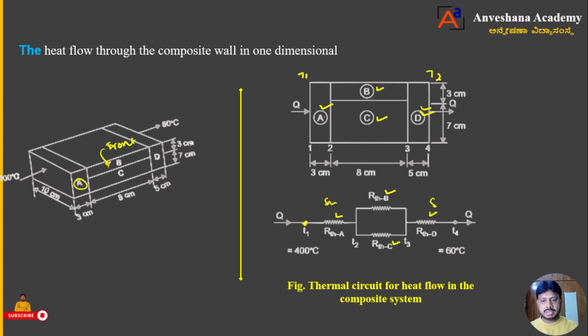Then how to write the equation? That equation I can write here now. R total is equal to R thermal A plus R equivalent, because parallel is there, plus R thermal D. What is R thermal equivalent now? 1 by R thermal equivalent is equal to 1 by R thermal B plus 1 by R thermal C, dear students. Now when we add these values, we are going to get the total resistance in this particular application.